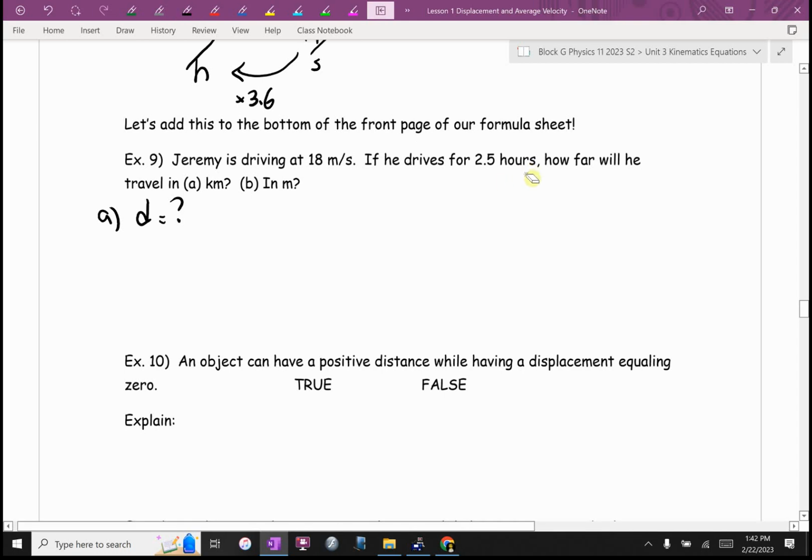I could either convert this to seconds. Then if I find a distance, it'll be in meters, because I'll have meters per second and seconds. Or I could convert this to kilometers per hour. Hours. That'll give me an answer in kilometers. They're both about the same work. Do you want to convert this, Cody, to kilometers per hour first? Okay. So then I'm going to say this. T equals 2.5 hours. I'm not going to touch that.